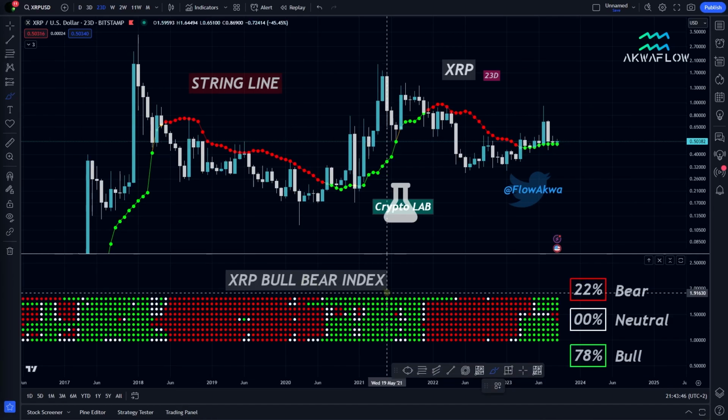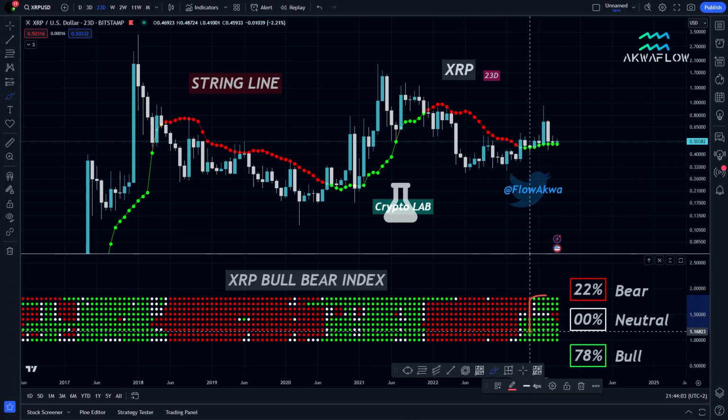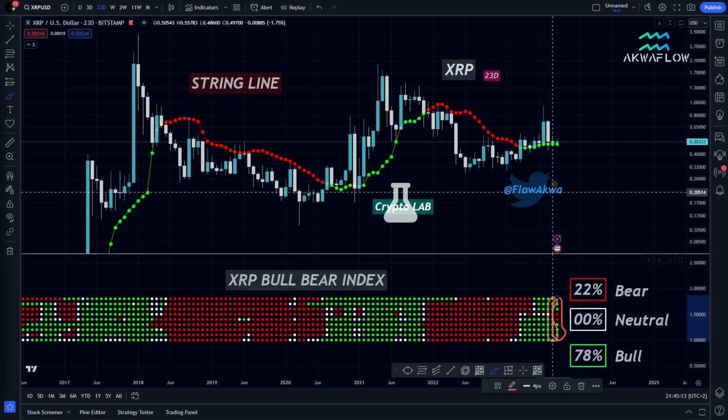So you can see that right now the bears are taking some ground because up until here, right, XRP was very bullish, but with the last two candles, you can see that the previous candle had a red dot and the current candle has two red dots. Of course, the current candle is still going on, right? So we cannot know how it will end. But there is definitely a bearish vibe in the current trend.